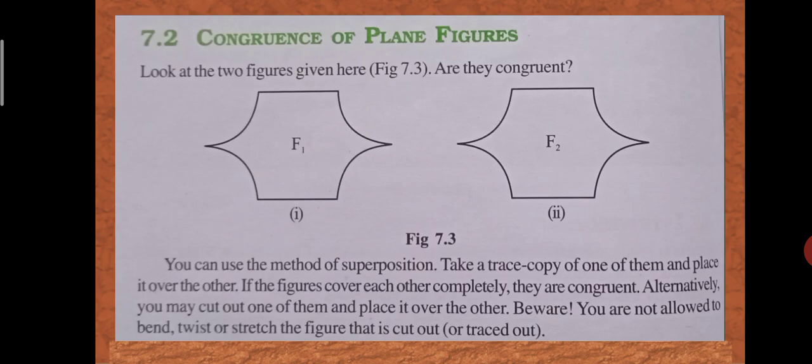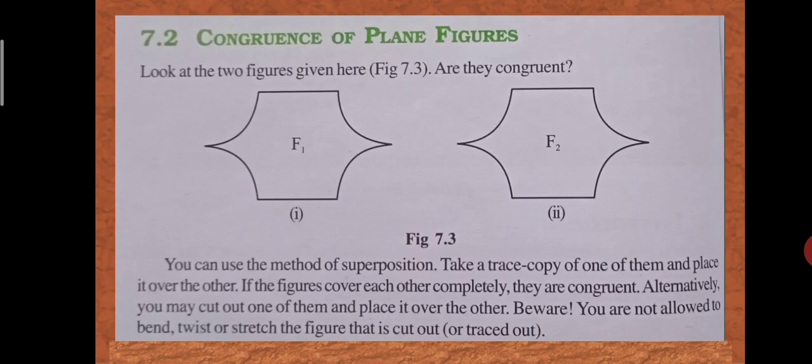First we will see about the congruence of plane figures. Okay, this is given in your textbook. Now look at these two figures. By observing only, can we tell that these two figures, F1 and F2, are congruent? For that, just a method is there. You can use the method of superposition. Take a trace copy of one of them and place it over the other. If the figures cover each other completely, they are congruent.